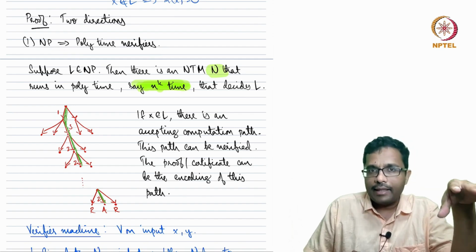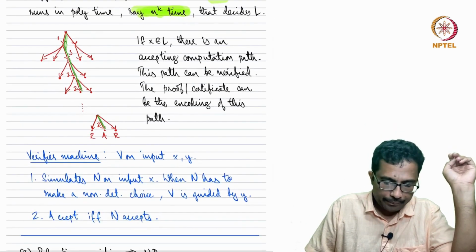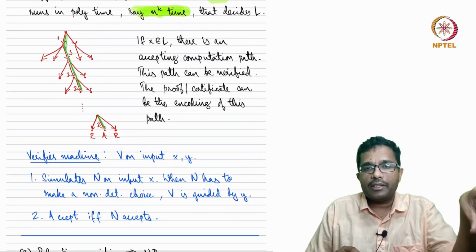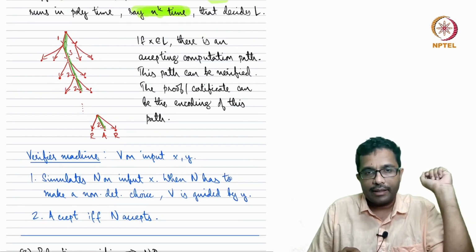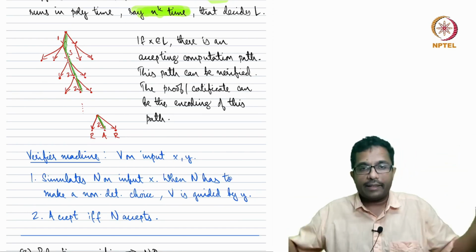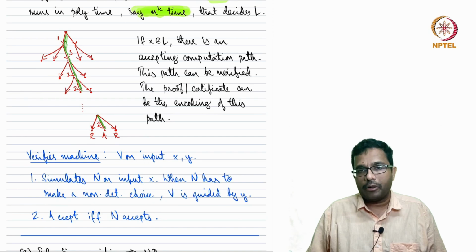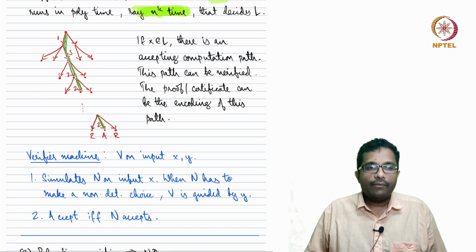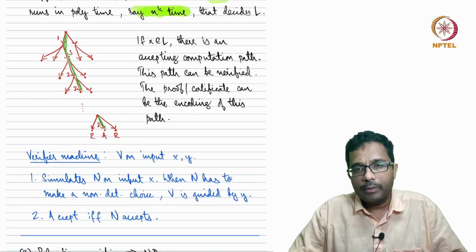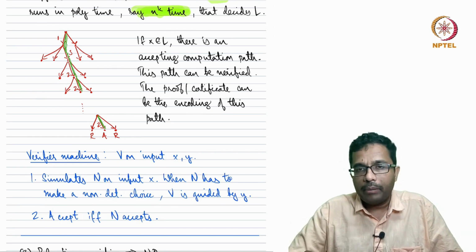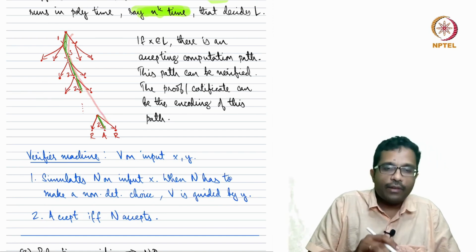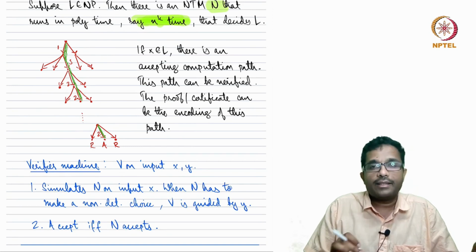Whatever I just said is the verifier algorithm. So what is the verifier algorithm? The verifier algorithm simulates the non-deterministic Turing machine on the input x. But the verifier is deterministic. It cannot simulate the entire non-deterministic Turing machine because then it will not be polynomial. So instead, it does not guess all the paths, nor does it try to exhaustively enumerate all the paths. It just walks through one path. The path that it walks through is specified by the string y.